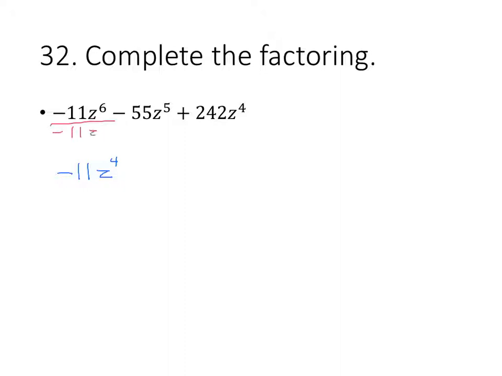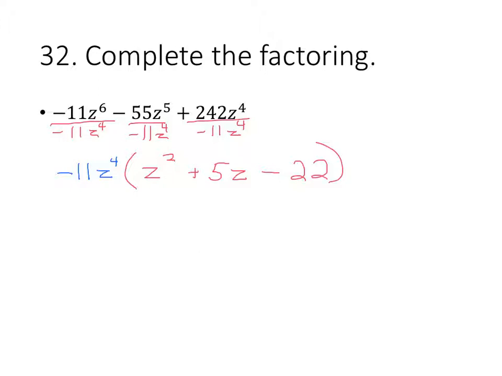So we divide each term by negative 11z to the 4th to find out what goes in the parentheses. And we can see it's z squared, and then negative 55 divided by negative 11 is positive 5, and then z minus, because in the last term we have a positive divided by a negative, so that's going to be a negative 22, and the z to the 4ths cancel.